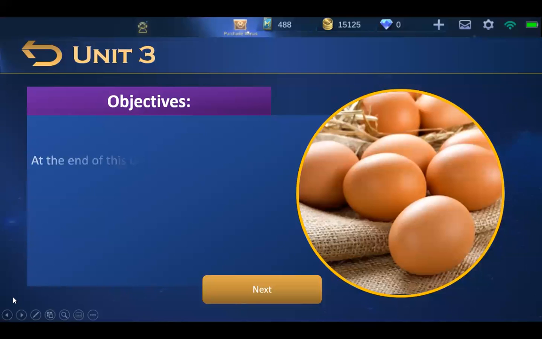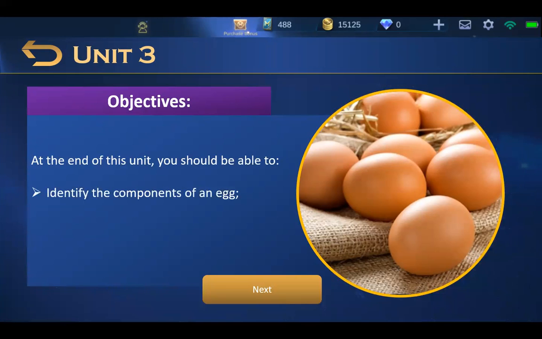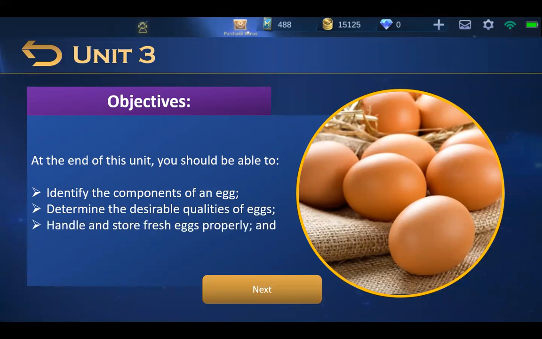Unit 3 Objectives. At the end of this unit, you should be able to identify the components of an egg, determine the desirable qualities of an egg, handle and store fresh eggs properly, and prepare eggs using various cooking methods.